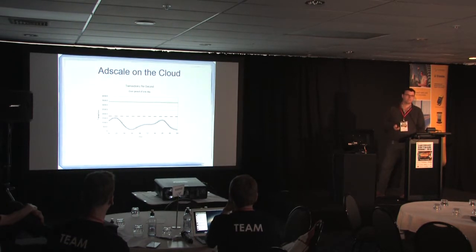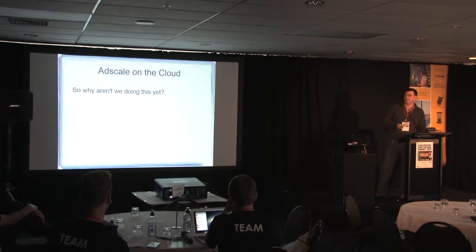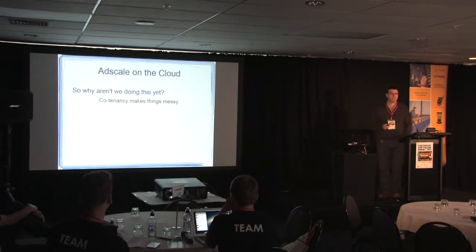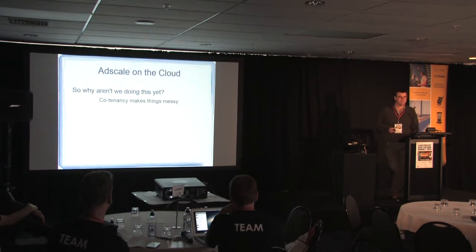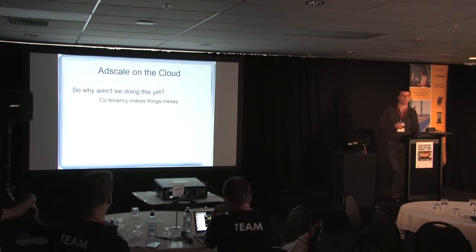So there is a very compelling argument here to shift to renting this stuff by the hour. But I've already said we're not doing it yet. Why are we not doing it? The reality is that co-tenancy comes with all of the nice stuff that you hear about AWS, and co-tenancy makes things very messy. Virtualization isn't where you would like to think it is. You're not going to get the same performance out of your co-tenanted hardware as you are out of your data center.